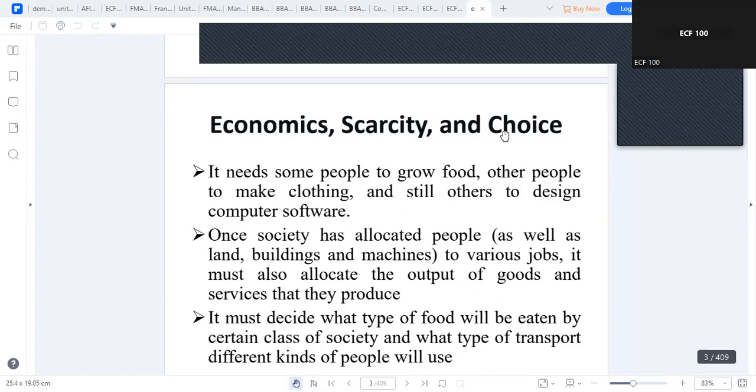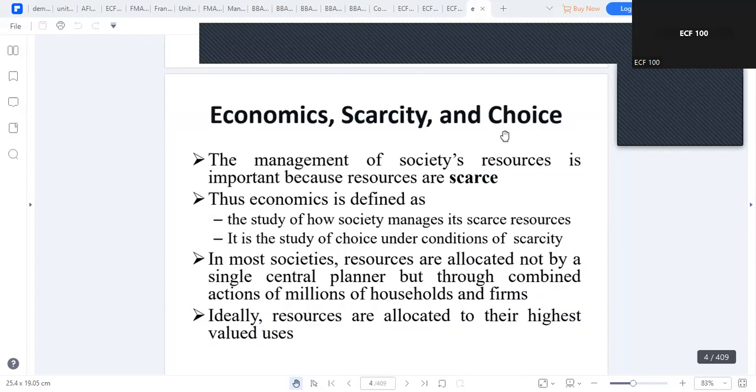And once a society has allocated these resources to the people, with various allocations of jobs to the various needs, we must therefore decide what type of food, what type of goods, what type of transport, and what type of services must be offered to whom. So we're going to look at the principle of scarcity and how scarcity can be illustrated using the PPF or PPC. And also we need to decide the definition of economics based on our understanding.